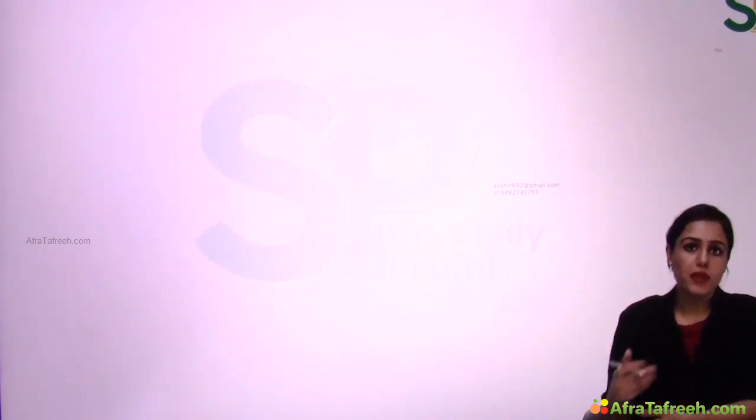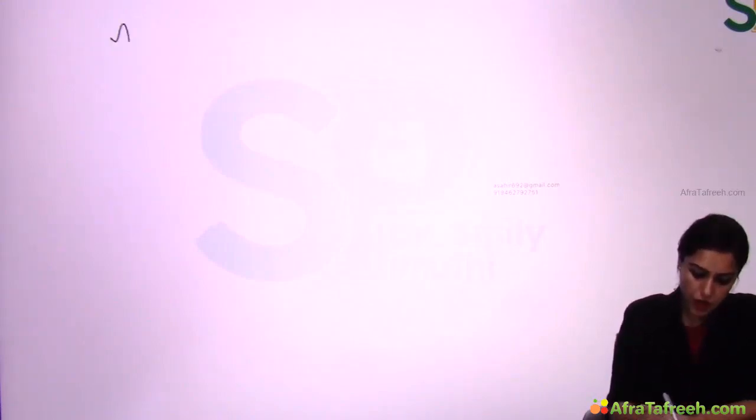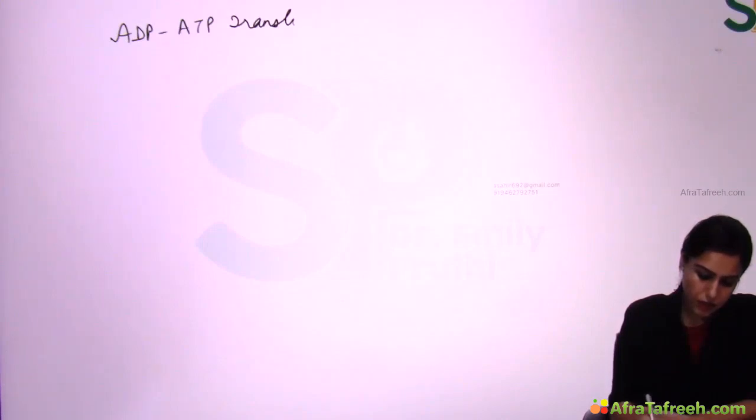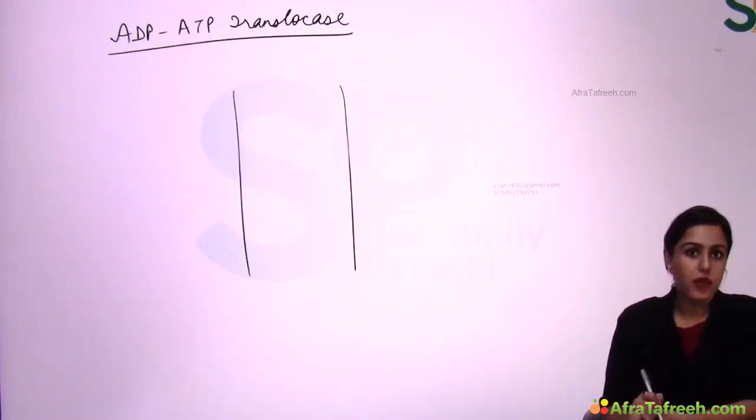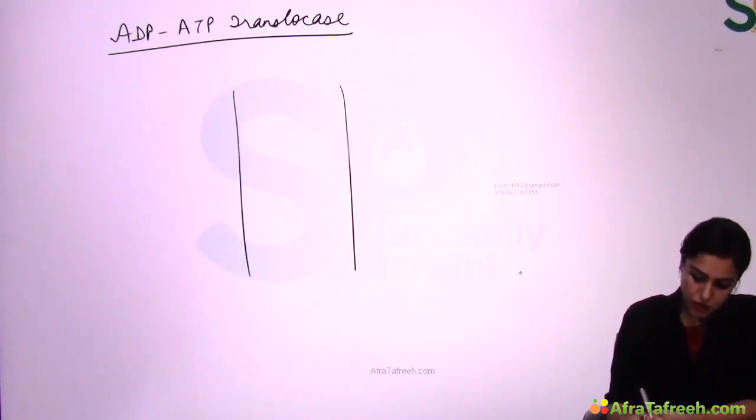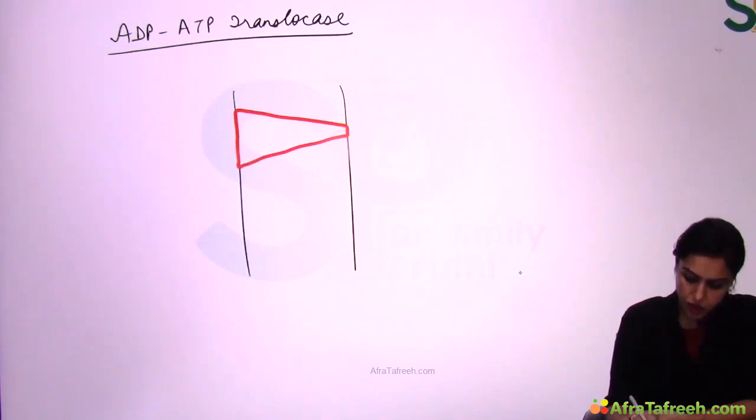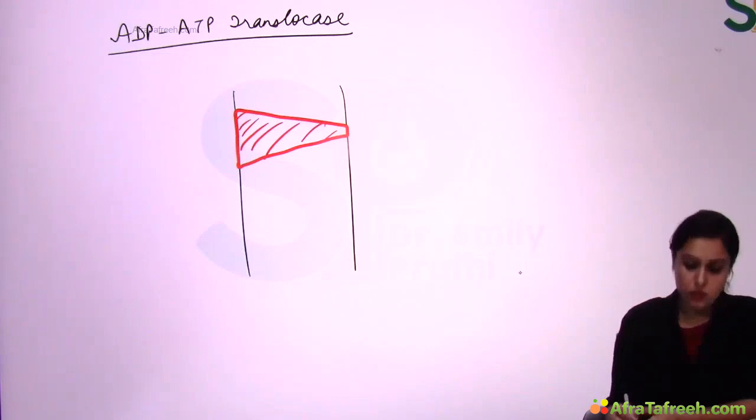Now ADP and ATP also cannot cross the mitochondrial membrane. So there should be a transporter for taking ADP and ATP across the inner mitochondrial membrane. And that is ADP-ATP translocase, which is present in the inner mitochondrial membrane. Let's say this is the inner mitochondrial membrane. Here ADP-ATP translocase is present. Translocase has two surfaces. Let's say this is the structure. There is one bigger surface on this side, a smaller surface on this side.